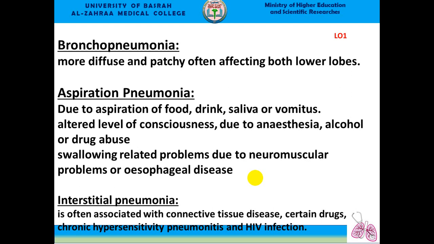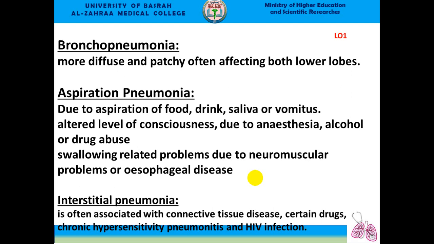Another type of pneumonia is called aspiration pneumonia. And the term aspiration means when somebody aspirates something, that is, swallows something accidentally, and that thing passes to the lung. For example, in children or in those who are unconscious. So whenever they aspirate food, drink, their own saliva, or vomit, sometimes with severe vomiting, the patient will swallow his vomit and will aspirate the vomit into the lung.